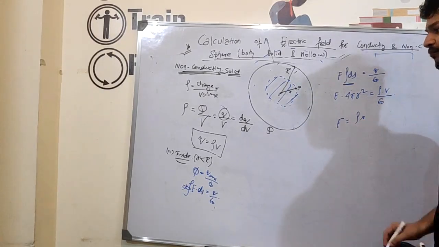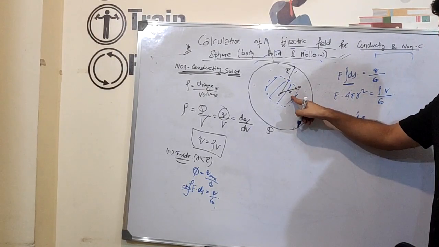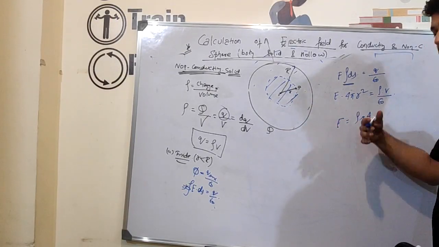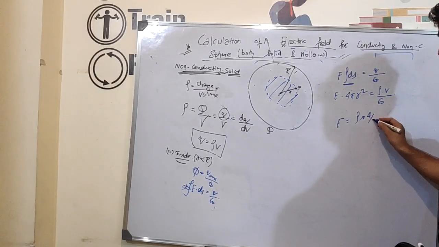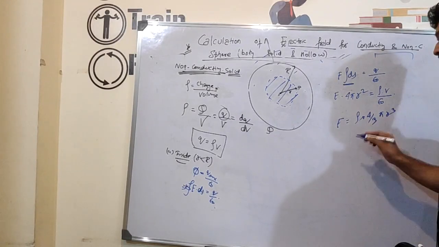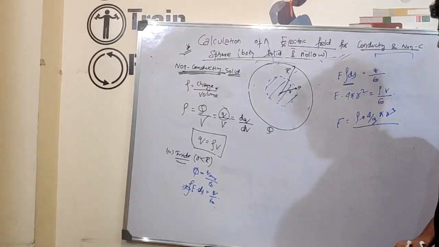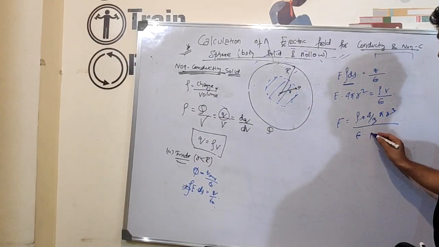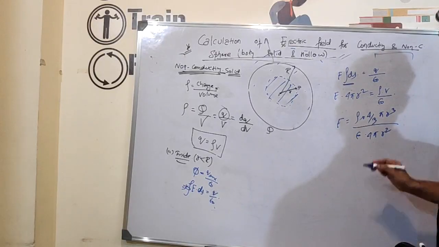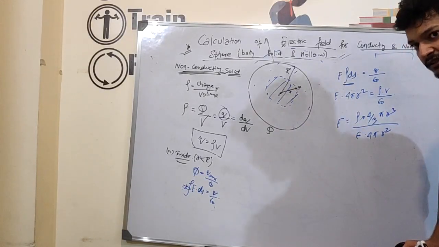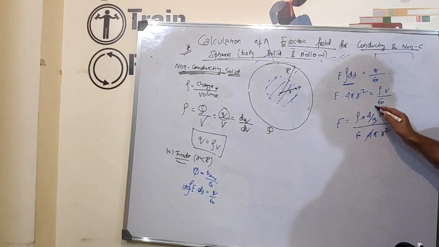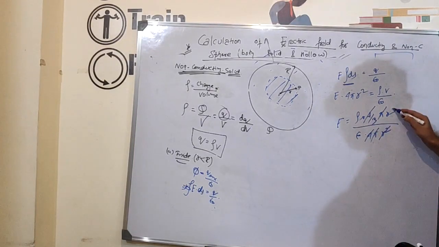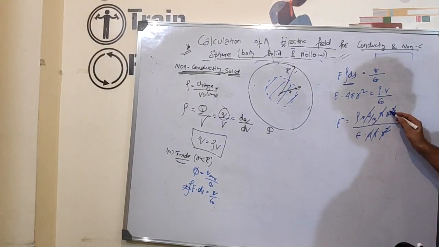What is the value of volume V? Since the Gaussian sphere is having a radius of r, the volume of the Gaussian sphere will be equal to 4 by 3 pi r cube, divided by the surface area, which we have just calculated to be 4 pi r square. Can you see what things are getting cancelled? This 4 is cancelled, this pi is cancelled, and r square cancels with r cube. That means the only thing remaining will be r.